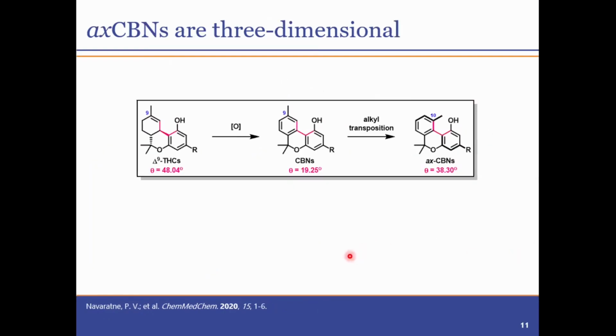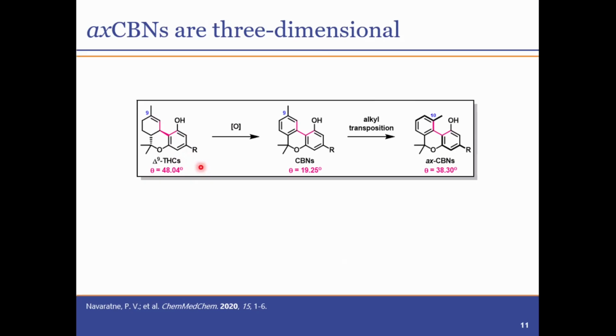So the hypothesis was that axCBNs would be three-dimensional, and this was confirmed via computational work that was done by Dr. Adrian Roitberg in his lab at UF. What they did was they modeled a THC-like framework, and they were looking at the angle around this series of bonds here. They determined that it's called a torsional angle, and this torsional angle is basically a measure of how three-dimensional the molecule is.